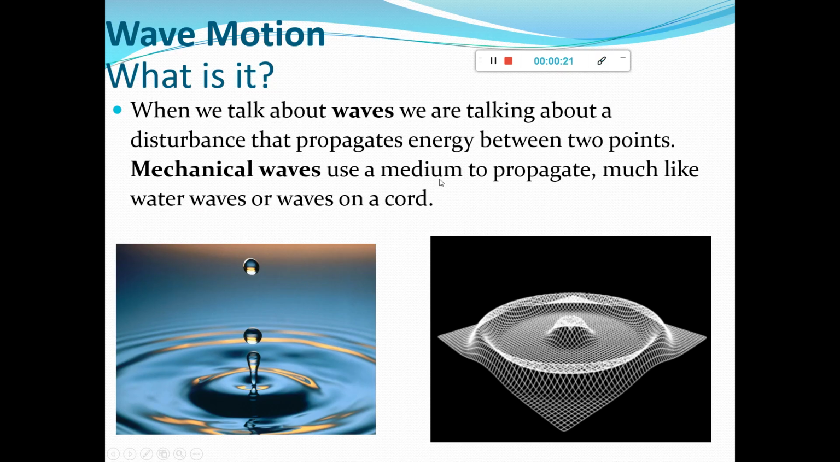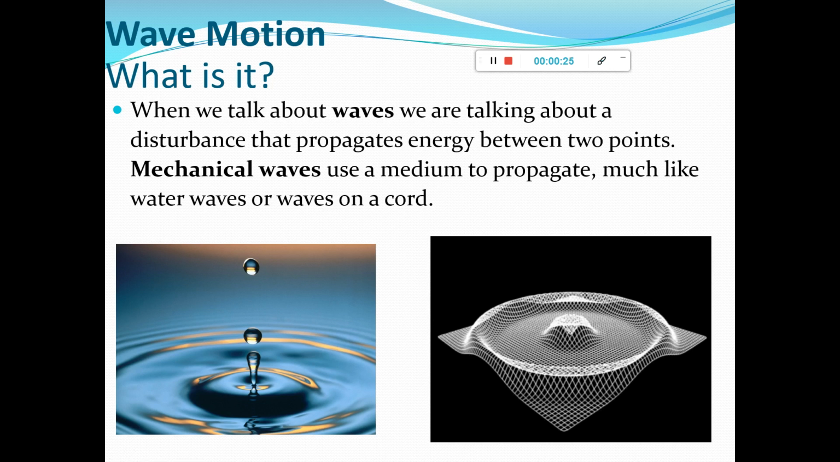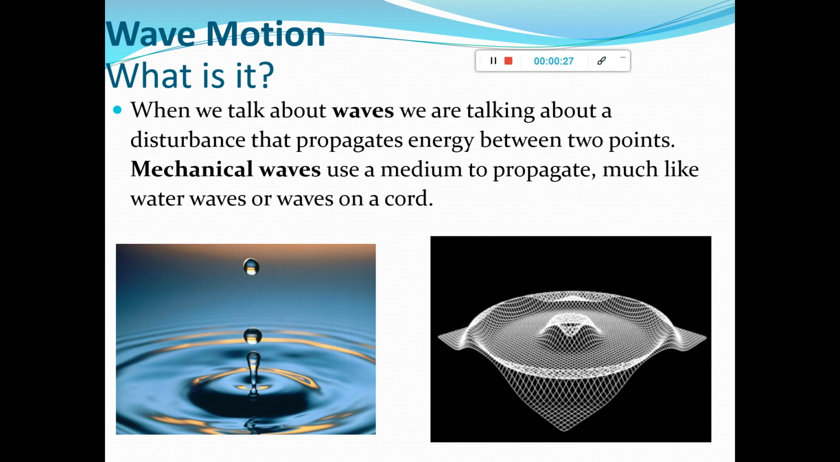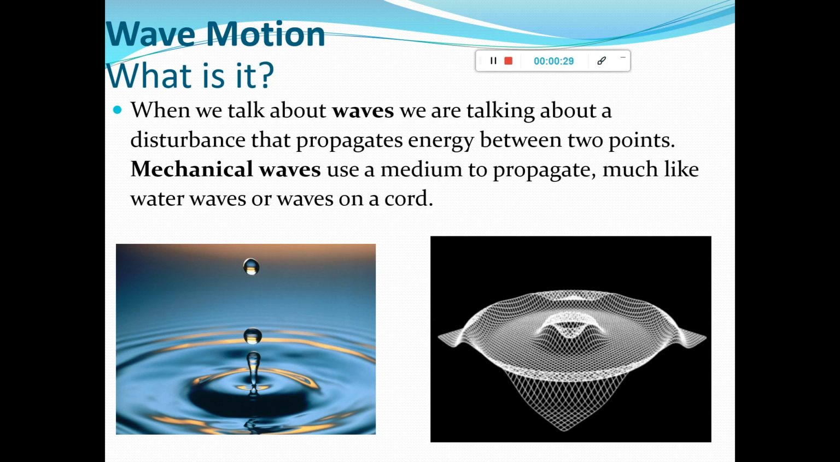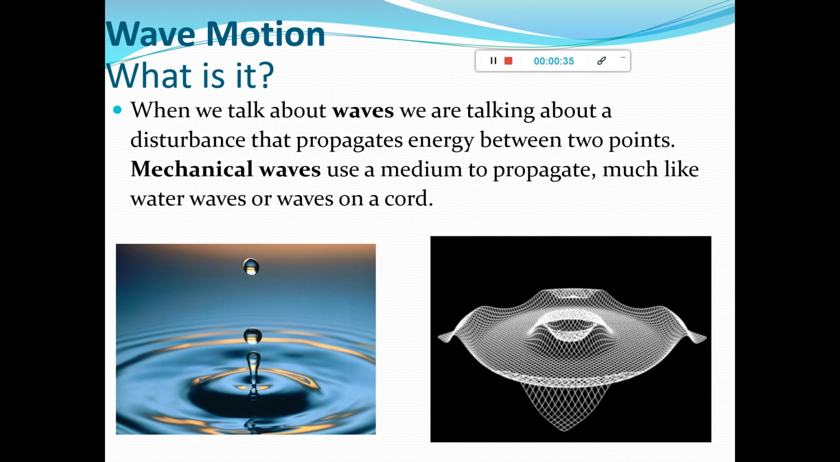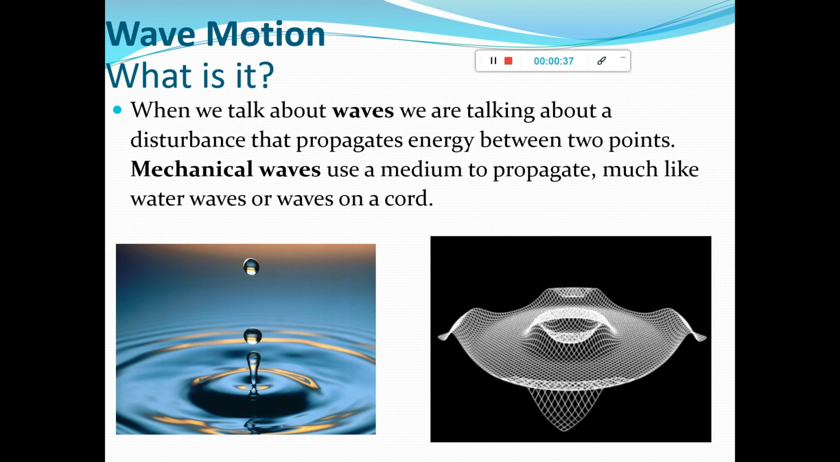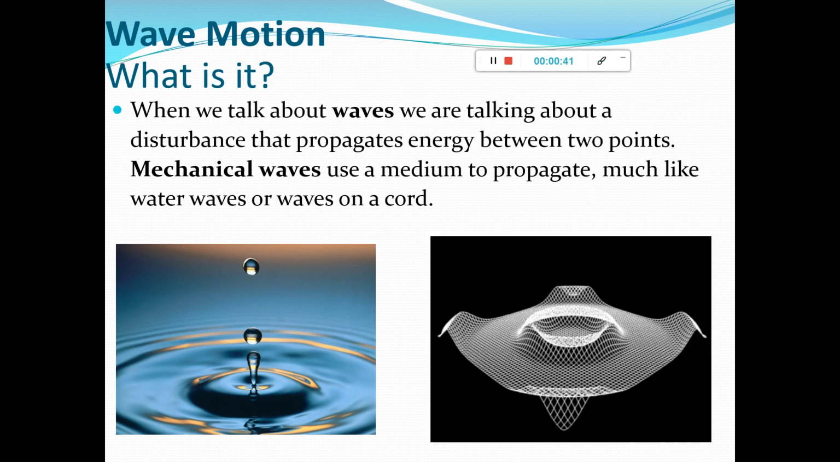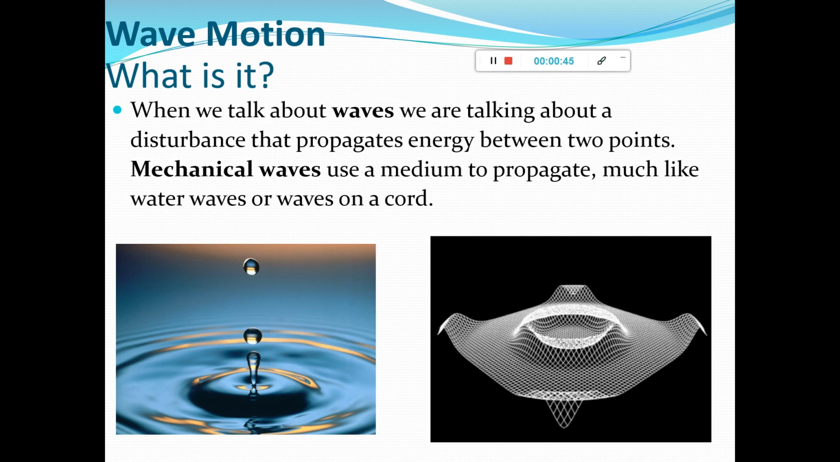So just straight up, a wave, by definition, is something that creates a disturbance that results in energy being transferred from one point to another. Now, mechanical waves are the type of waves that specifically require a medium in order to propagate. Basically, they need something to actually disturb for the energy to go from one point to another.